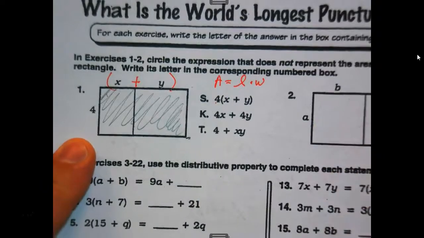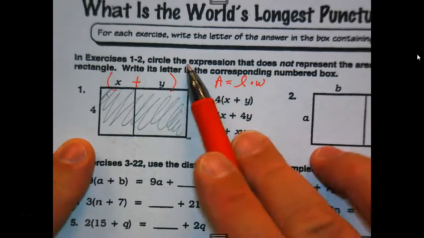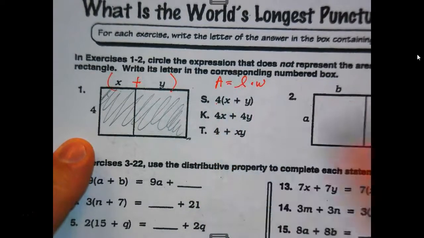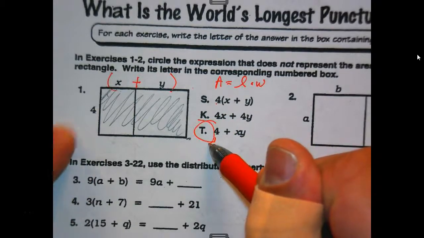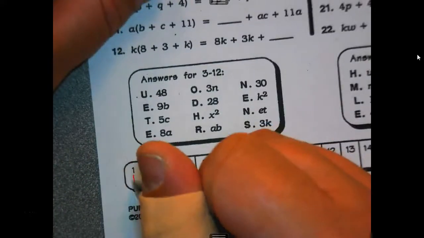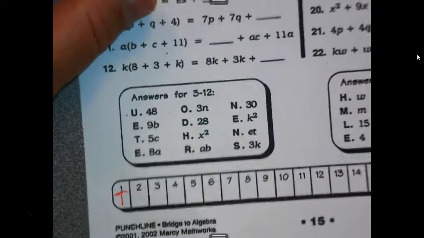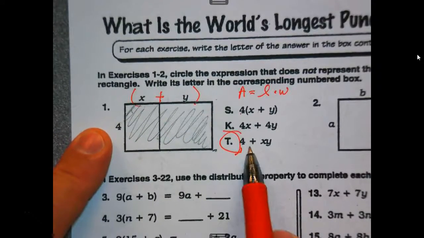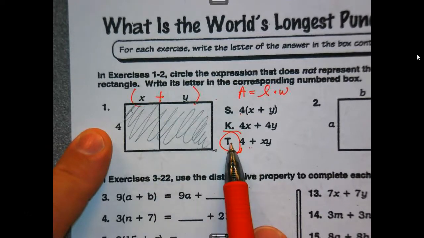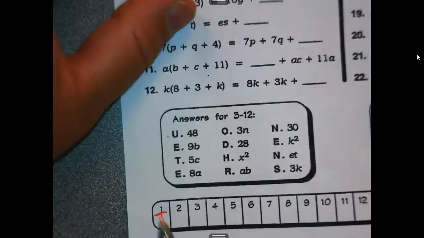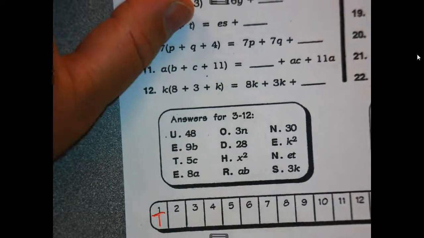So t, write its letter in the corresponding numbered box. So t does not work. So number 1 would be t. Because this expression does not work for the area, that means that's the one you circle. Number 1 is t.